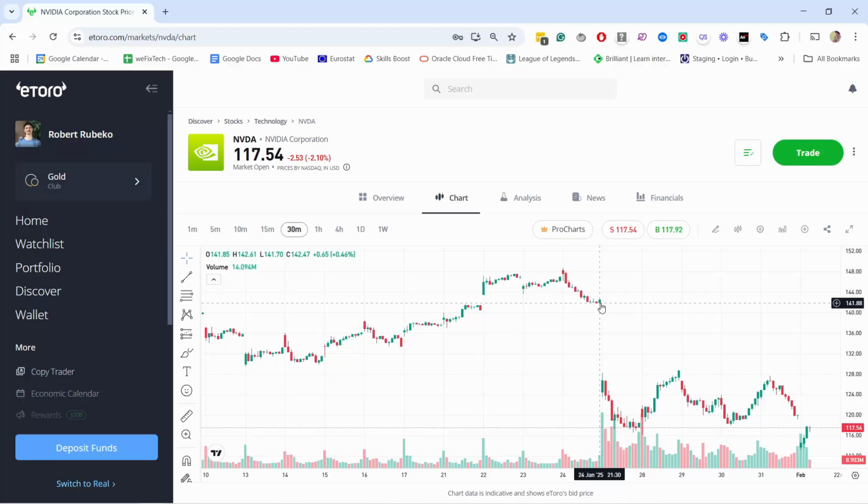In this eToro tutorial for beginners in Europe, I'll show you how to use the desktop app to research, purchase and sell stocks or other assets on eToro. We will use a virtual account that you can play around with without any risk of losing money.